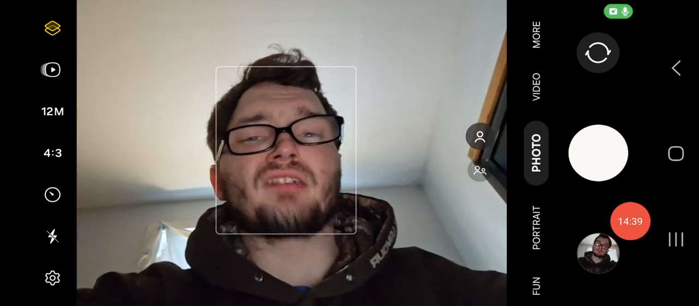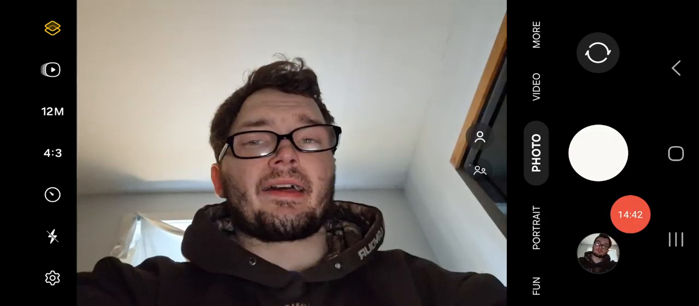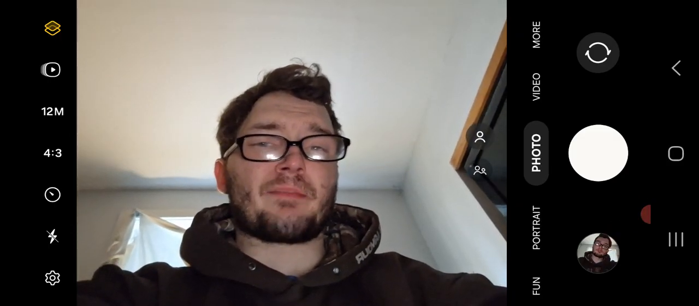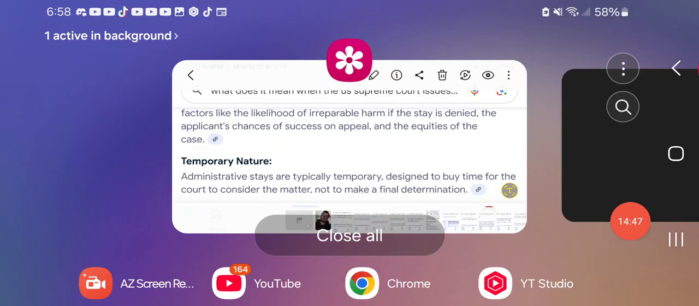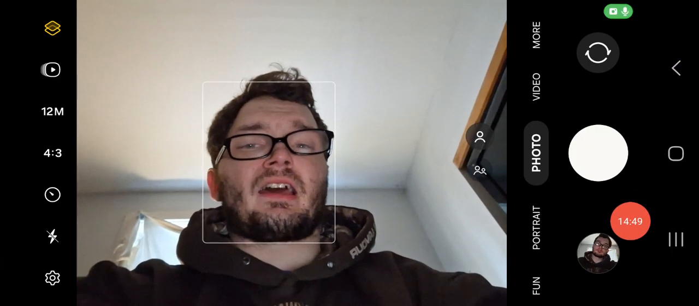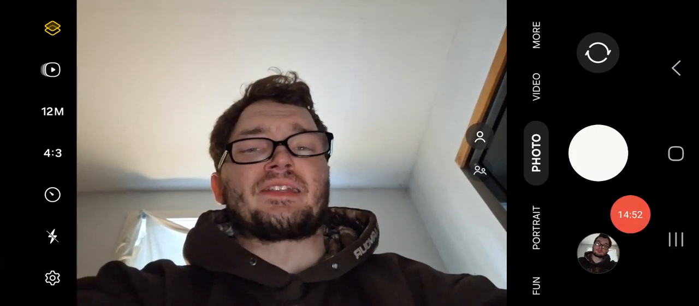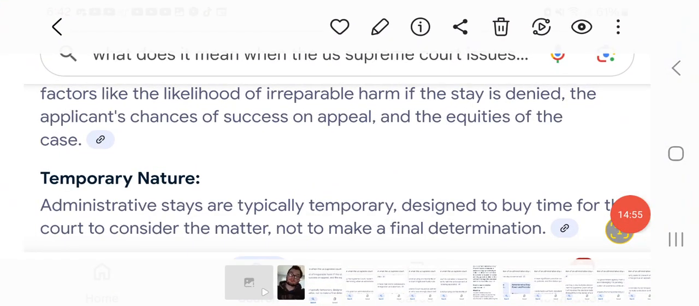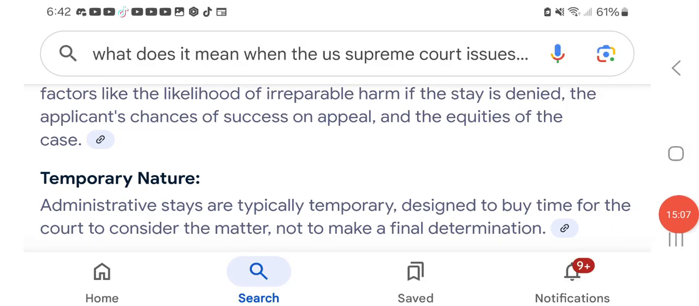Ladies and gentlemen, we're about to get into the temporary nature of the administrative stay and find out what that means. Administrative stays are typically temporary, designed to buy time for the court to consider the matter, not to make a final determination.